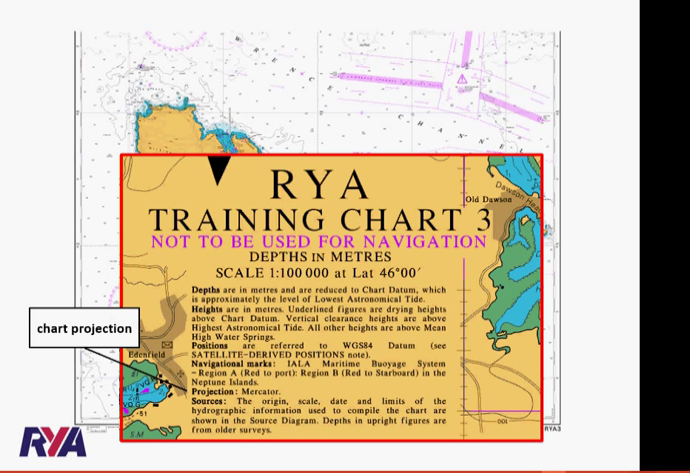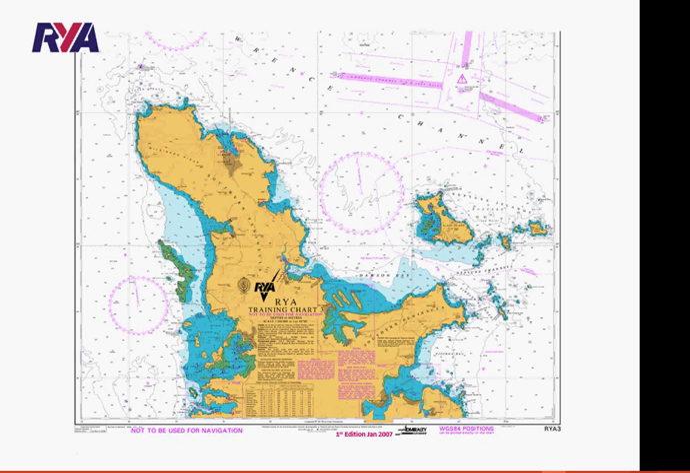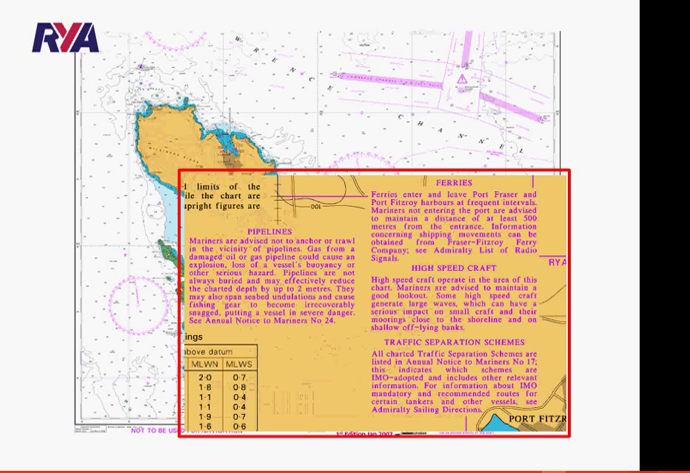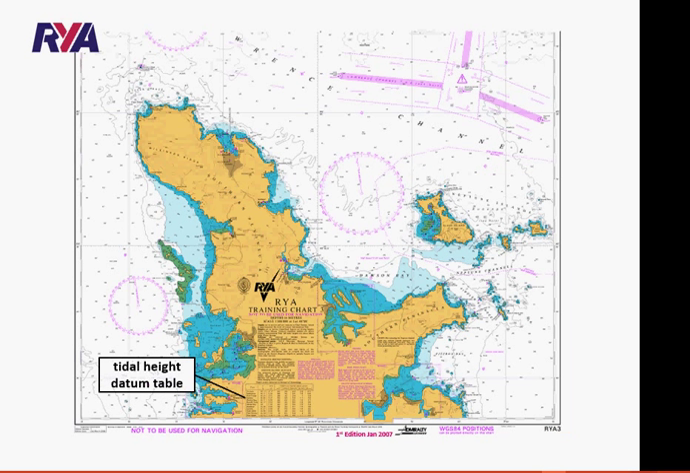The chart projection, this is how we put a round world onto a flat piece of paper, and we'll look at projection a little later on. Other important information and warnings are very often on the chart in magenta, and you can see just above this box actually a traffic separation screen that's here to the top right of the picture, and that's giving us information about pipelines, ferries, high-speed craft, and that traffic separation scheme as well.